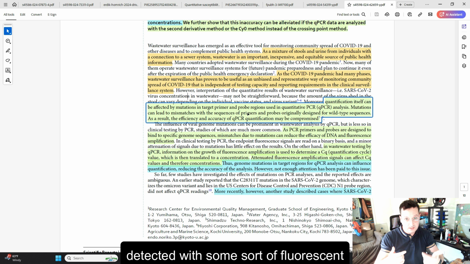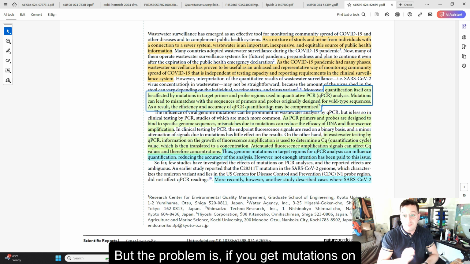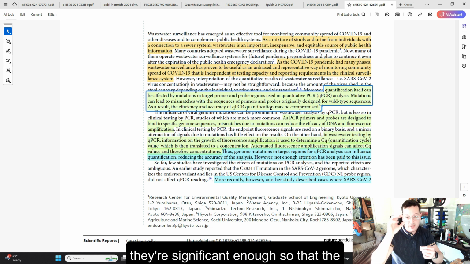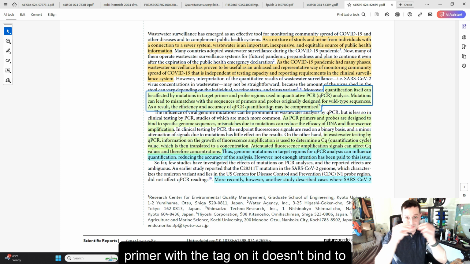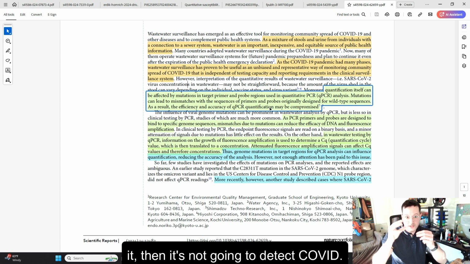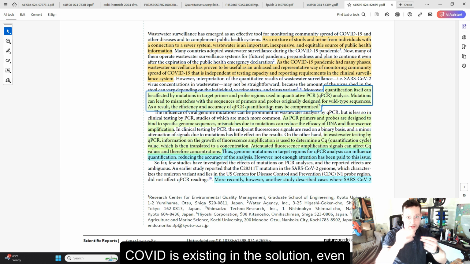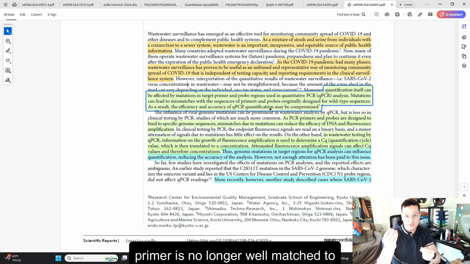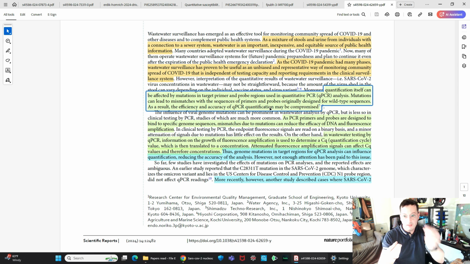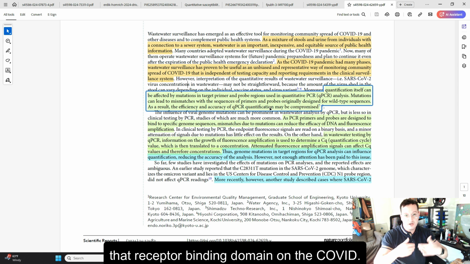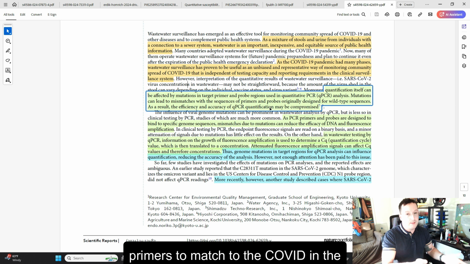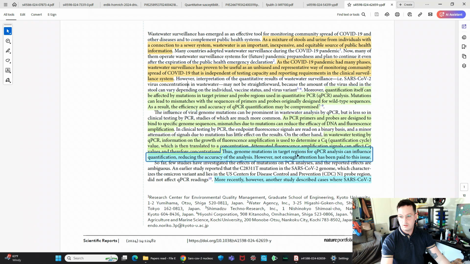And then when they've targeted it and bound to it, then it usually will be detected with some sort of fluorescent detection. But the problem is if you get mutations on these regions and they're significant enough so that the primer with the tag on it doesn't bind to it, then it's not going to detect COVID. It's not going to fluoresce and show that COVID is existing in the solution, even though the COVID is there, because the primer is no longer well matched to that receptor binding domain on the COVID. And that's because the COVID has mutated sufficiently so the person would have to develop new primers to match to the COVID in the wastewater.